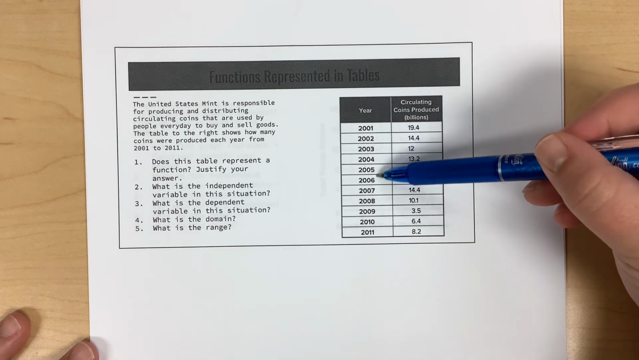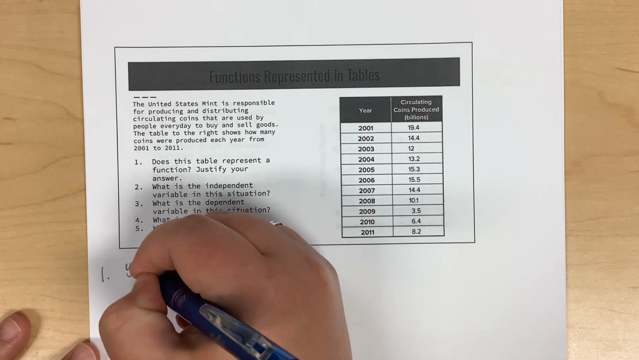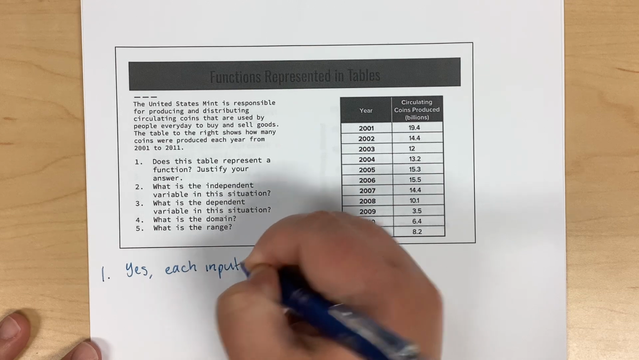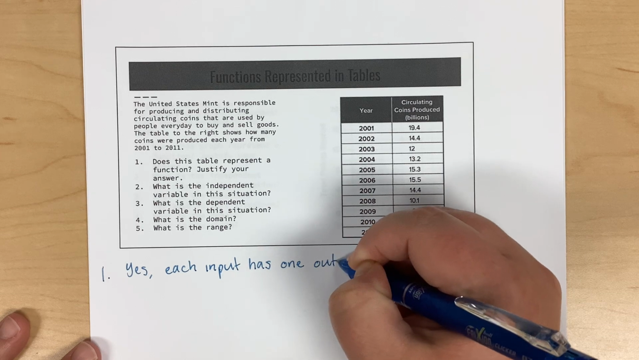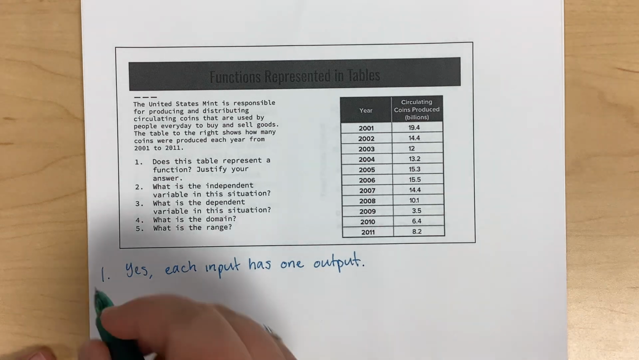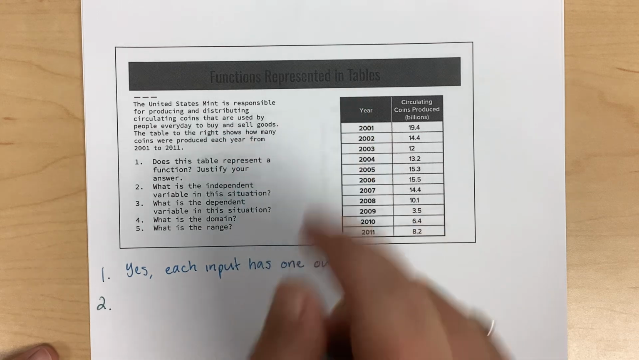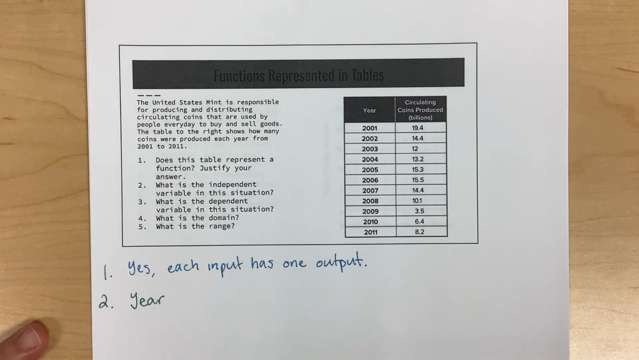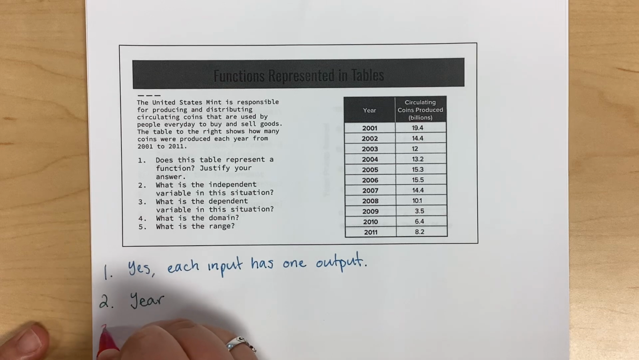And if you look, there is not a single year on here that repeats and having a different output. So the answer is yes, each input has one output. Okay, 2, what is the independent variable in this situation? Remember, independent means input. So in that case, that's our year. 3, what is the dependent variable? Okay, dependent is always your output, so that is the circulating coins produced.